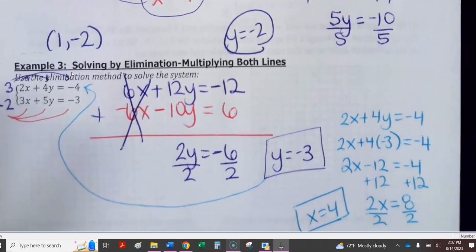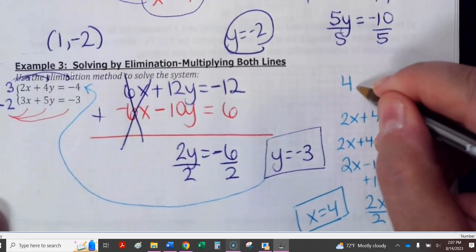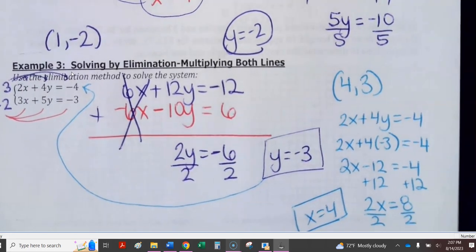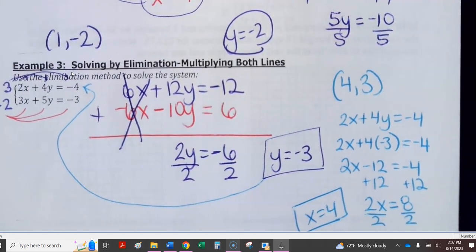And again, as long as you have x and y, we're good. I'm going to write (4, -3). That'll be the coordinate where those intersect, if you want to write it that way. Does anybody have a question?